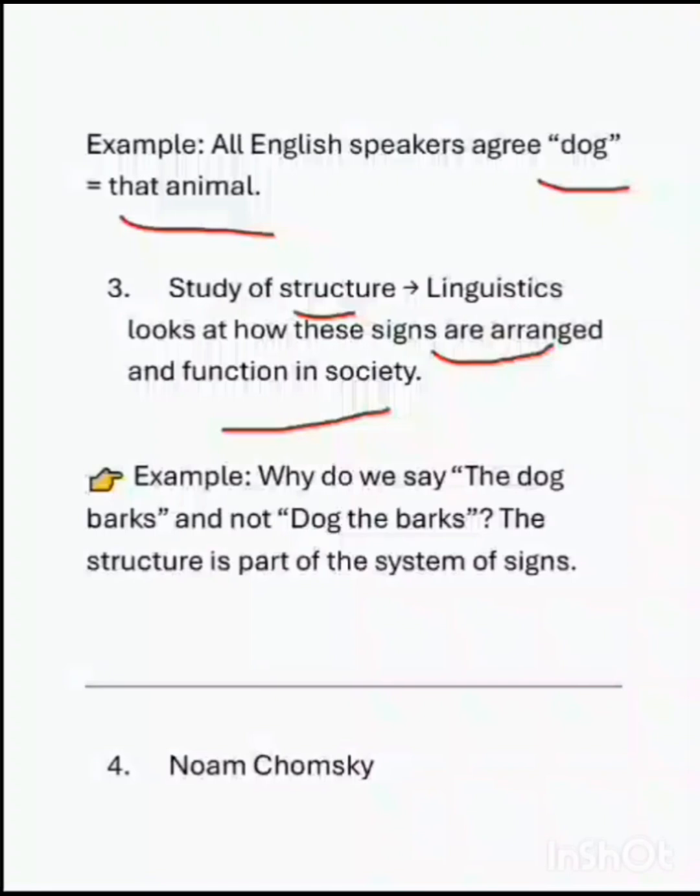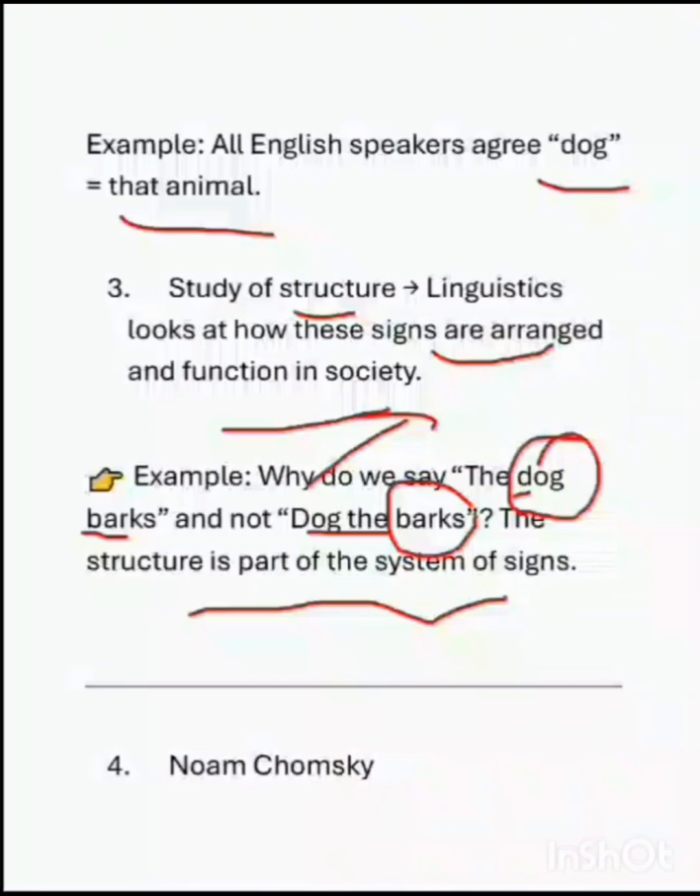For example, why do we say the dog barks and not dog the barks? The structure is part of the system of signs. So this is the structure we use, that the dog barks. The dog is the animal. We have given the name to this animal. We don't say dog the barks. The bark is not given the name to that animal, but dog is given the name to that animal, and it becomes the structure of our sentences. If we use dog as object and bark as subject, then our meaning or structure will change.